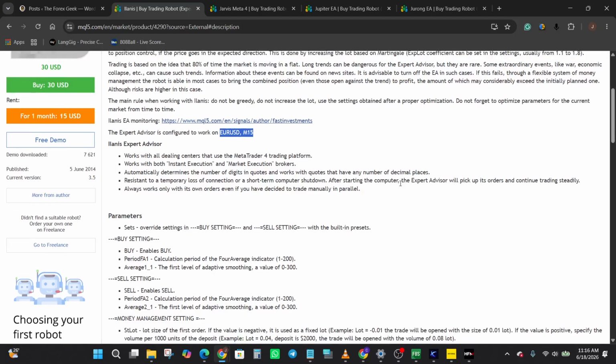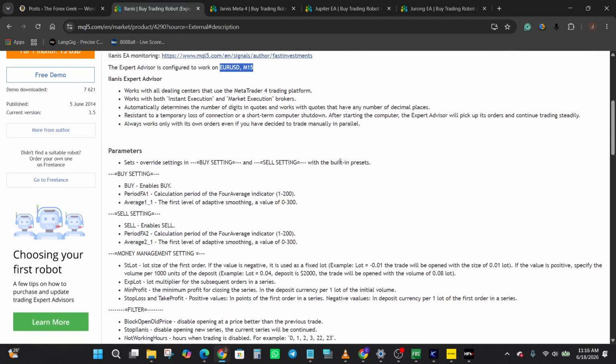So as I continue scrolling through the features, the EA is described as supporting both instant execution and market execution broker models. It can automatically recognize quote formats and is designed to continue managing existing orders after temporary connection interruptions or computer restarts. The developer also notes that the EA only works with its own orders, even if manual trading is taking place on the same account.